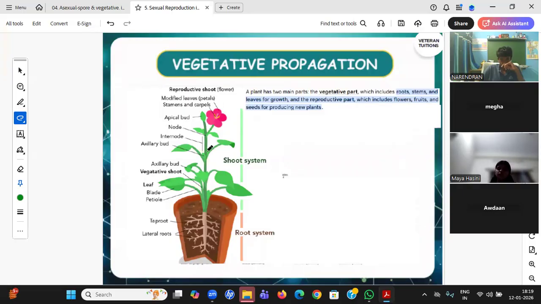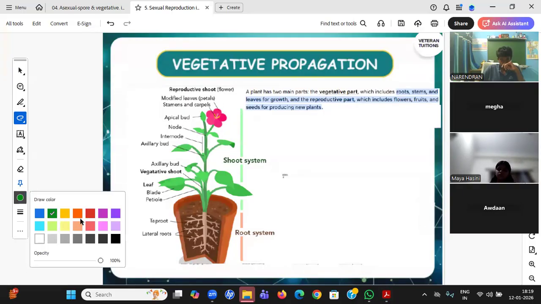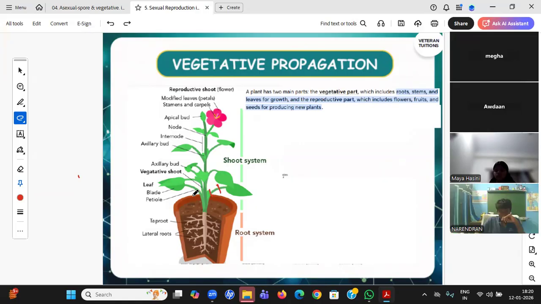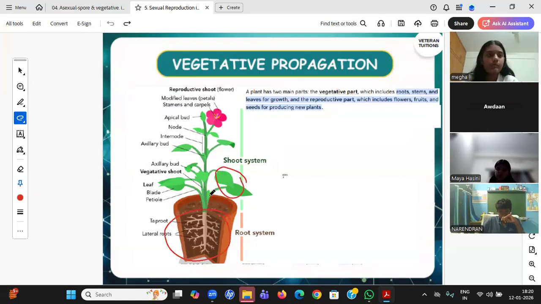So students, this is what we have already seen in this slide. In asexual reproduction, I said that if you cut this particular part and plant it in soil at your home, you will see a new sapling growing from it. We read about that as the vegetative part. So roots, leaves, stem, these all are the vegetative parts. They don't require sexual reproduction. They come under asexual reproduction.